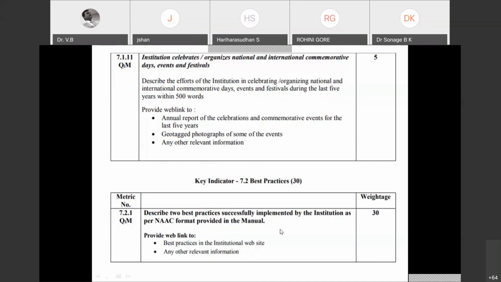And the next one is about the best practice. This is the institution distinctiveness. Any two best practices successfully implemented by the institution as per NAAC format. If you remember, at the beginning of the session in the morning, we said that we have to download the manuals for the category under which our institute falls. In that NAAC manual, we will be given the format for specifying the best practice. So whatever the two best practices your institution follows, they should be elaborated in that format in a descriptive answer for this metric.